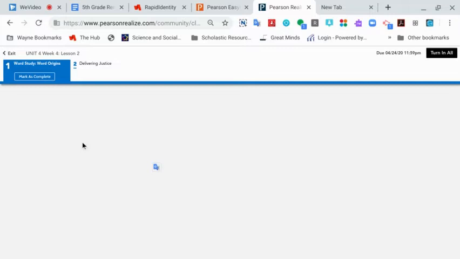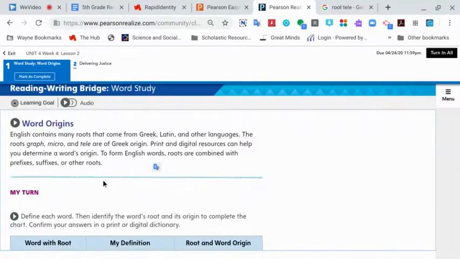So the word study is really just two parts. So the root words this week are graph, micro, and tele. These are all Greek root words that simply mean different meanings that help you understand new words that you may not have heard before. The word graph means to write. The word micro means small. And the word tele means far.